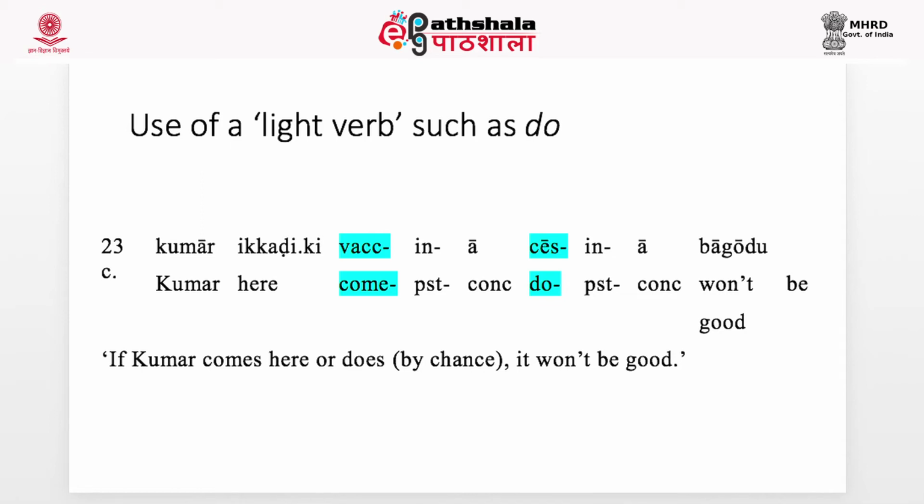But what I can do is, for the sake of emphasis, I can take the help of the light verb do, that is chey. Kumar ikkadiki vaste, Kumar ikkadiki vachina, chesina bagodu. So vachina, even if he comes, it won't be good. But I am also using the verb chesina. So whether it is vachina, to come, or eat, tinna, I can take any verb for that matter and use the light verb with it, and it is the light verb that is in the concessive form.